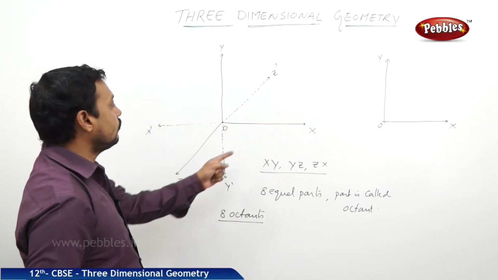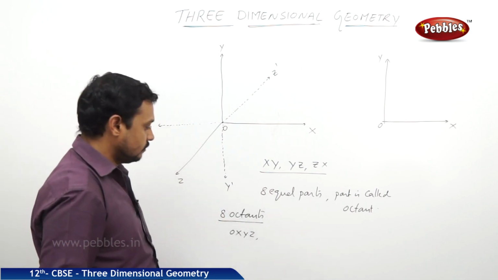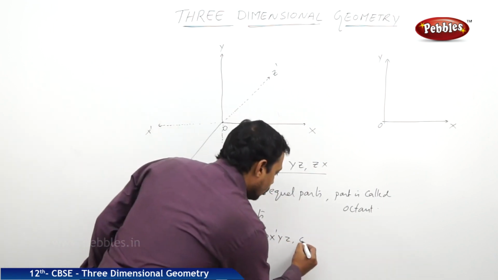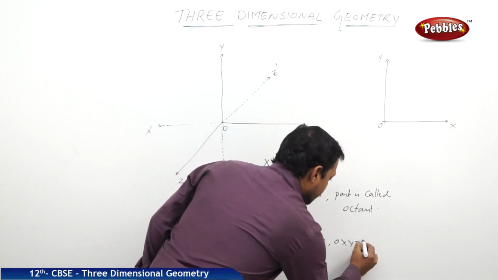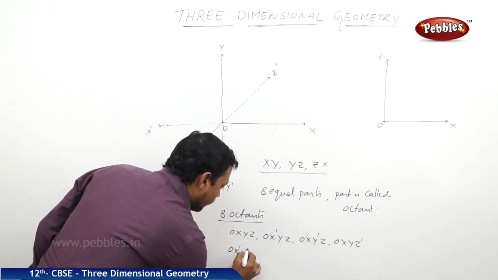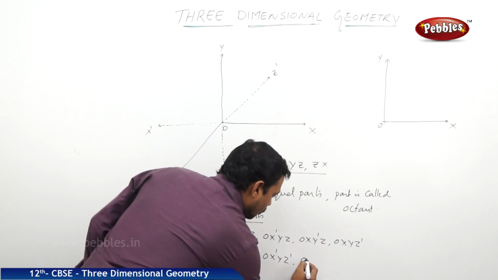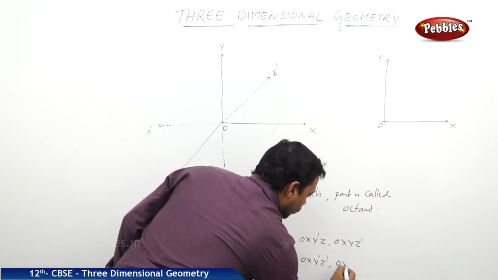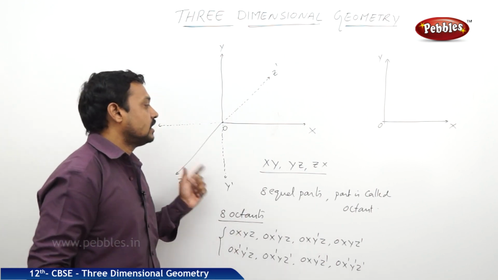What are they? The 8 octants of three-dimensional geometry are: O, X, Y, Z, that is one; O, X dash, Y, Z, second; O, X, Y dash, Z; O, X, Y, Z dash; and O, X dash, Y dash, Z; O, X dash, Y, Z dash; O, X, Y dash, Z dash; and O, X dash, Y dash, Z dash. Now these are the 8 octants in three-dimensional geometry.